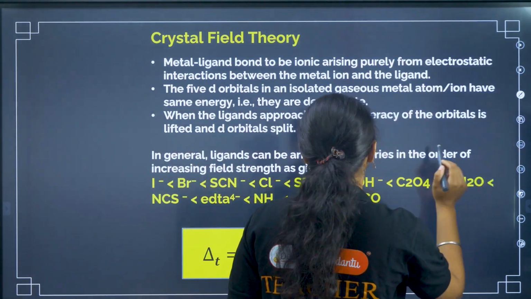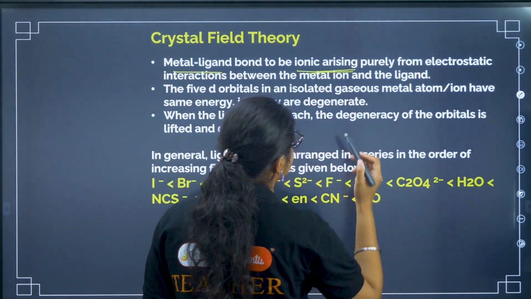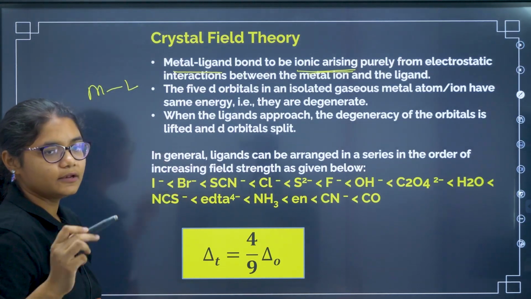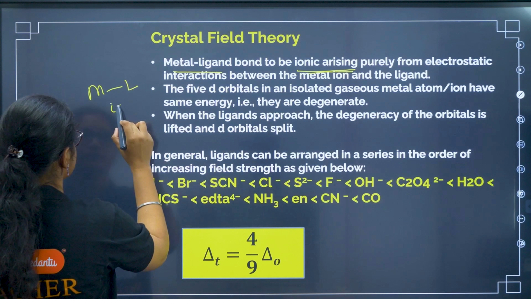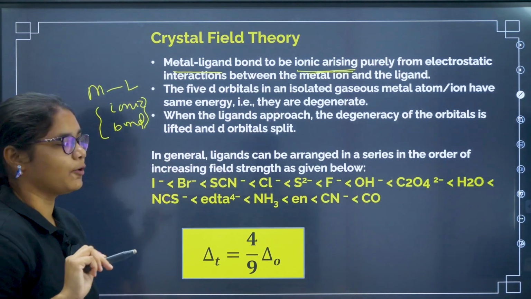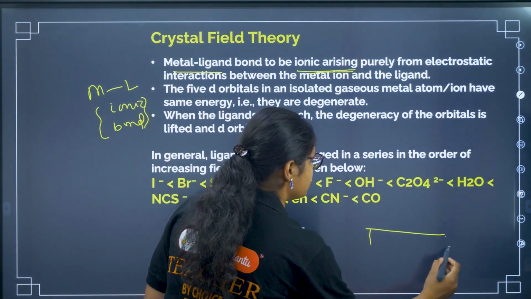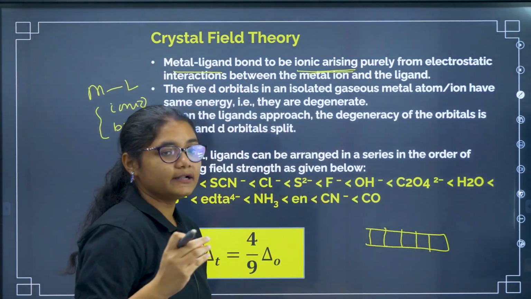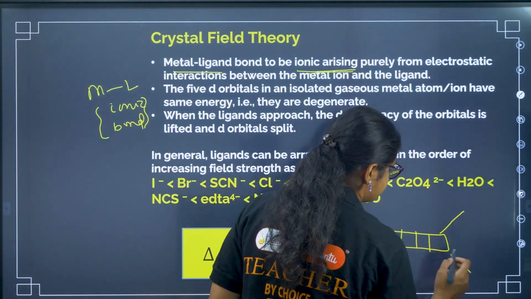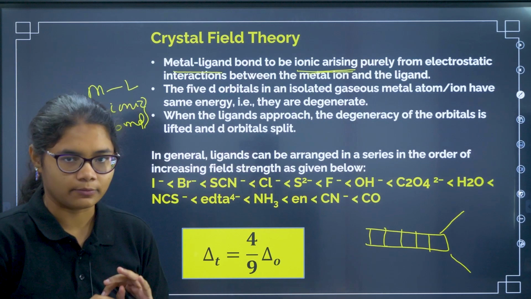Some theory points are important here. First of all, the metal ligand bond is assumed to be ionic, right? So this is very important. The metal to ligand bond in crystal field theory is assumed to be an ionic bond. Statement based questions are asked from this point, so this is an important point. Now what happens, the 5 d orbitals are degenerate. These 5 d orbitals are at one energy level until the ligand approaches. So when the ligand approaches, the d orbital splits, and we have 2 types of splitting, in octahedral geometry and in tetrahedral geometry.